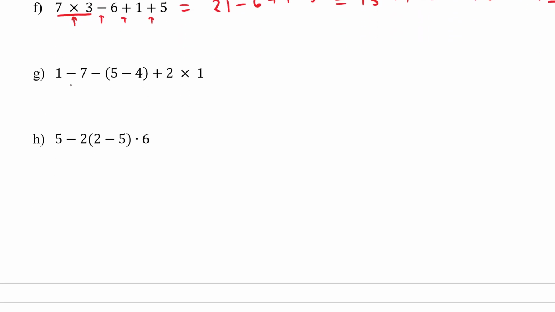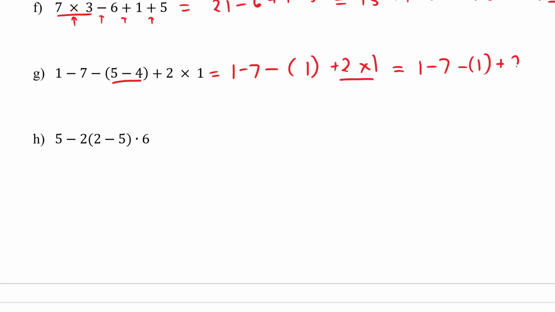It's a lot of different terms here. Remember, terms are separated by plus or minus signs. Well, we have to start with the brackets. So here, 1 minus 7 minus, in this case here, 5 minus 4 is 1, plus 2 times 1. Now, multiplication comes next. 1 minus 7 minus 1 plus 2 times 1 is next up. We have subtraction, subtraction, addition. Again, it's a grouping. We just read the problem from left to right and do them as they come along.